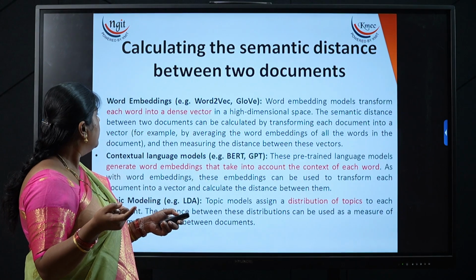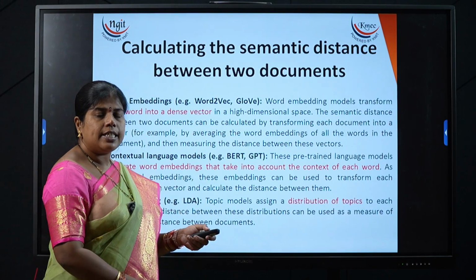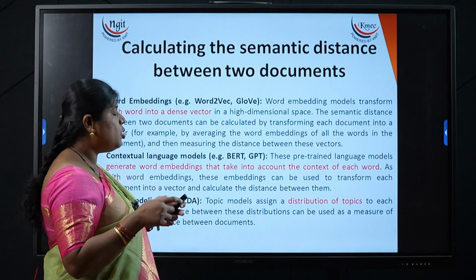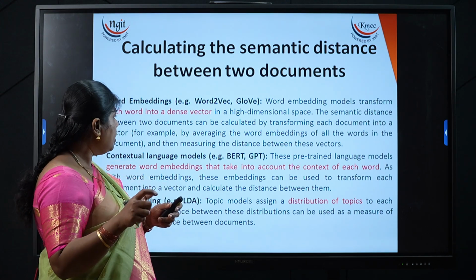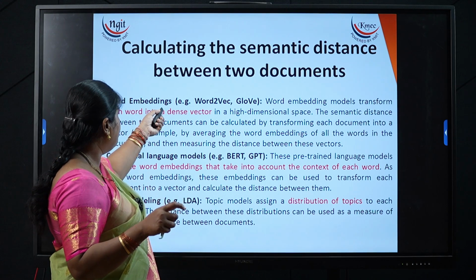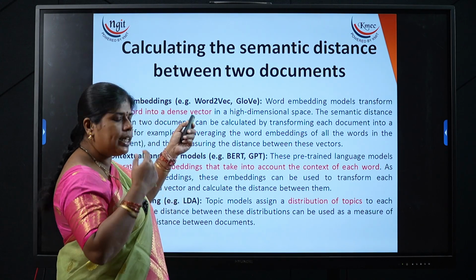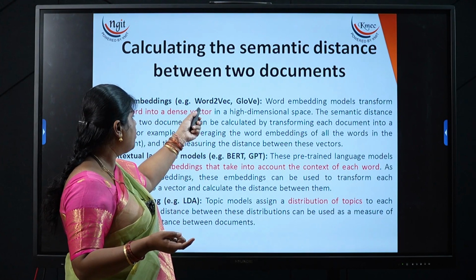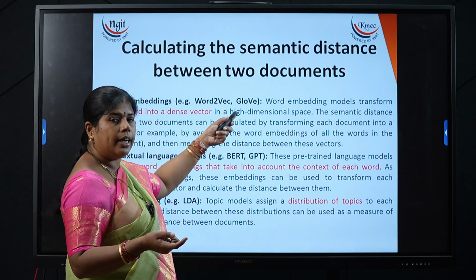Okay, now the next thing is what? Another representation for your document may be using an embedding layer. So you can use the word embedding, in which each word is represented by a dense vector. Okay, so what are the examples of your word embedding? Word2vec and GloVe.